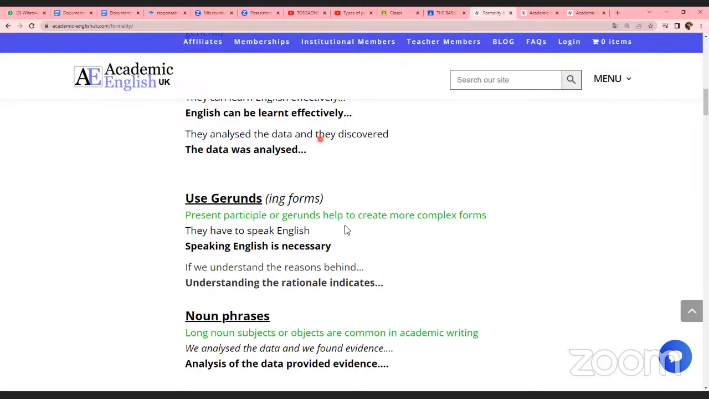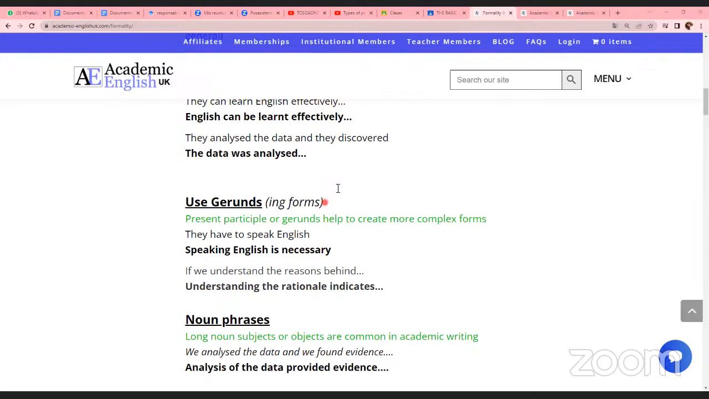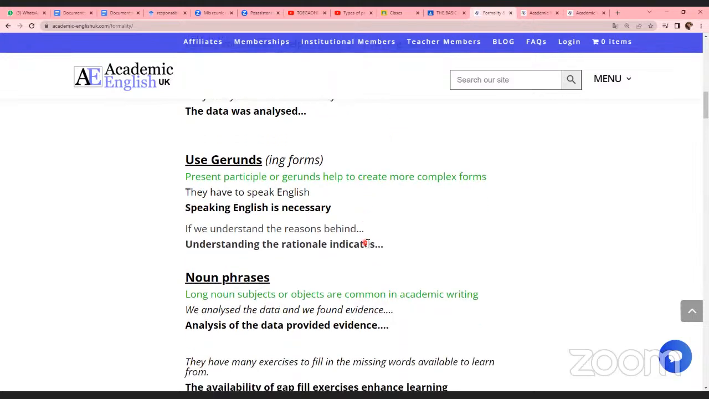So let's continue. We have to use gerunds, the ing form. Present participles or gerunds help to create more complex forms, okay? For example, they have to speak English, wrong. Speaking English is necessary, right? There is a big difference in formality, so we have to take this into account.